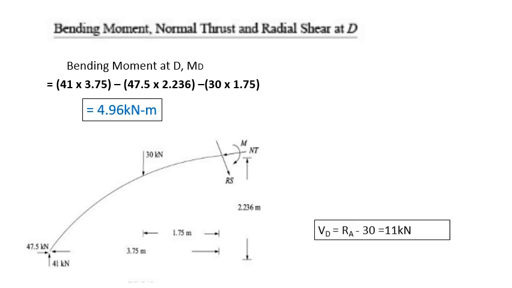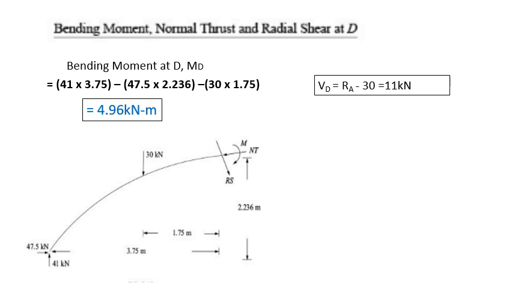Next, we have to find out the normal thrust. Before finding the normal thrust, we have to find out the shear force at the section. Shear force at the given section now is, there are two vertical forces, RA minus 30, that is 11 kilonewton force. So NT is equal to V sin theta plus H cos theta. Substitute the value of sin theta, what we have got, 26 point something.